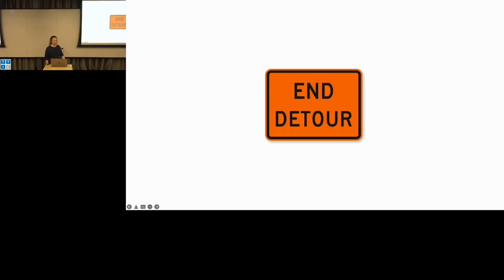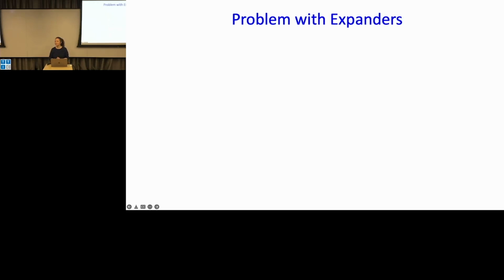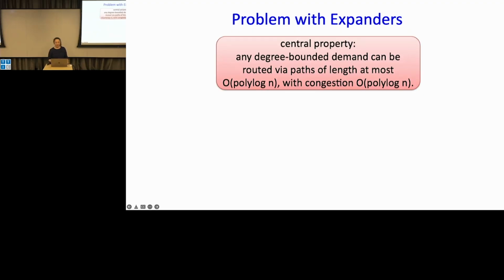So this finishes the detour into expander decomposition, and so far we talked about all the good things, expanders, and now we're going to talk about bad things. So we said one of the important properties of expanders that makes them useful is this routing, that any reasonable demand, you can route on paths of at most polylog n length with at most polylog n congestion.